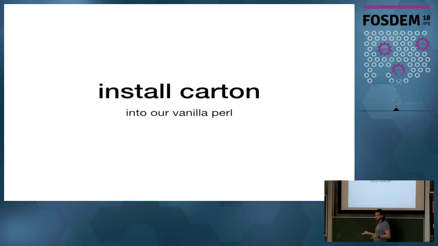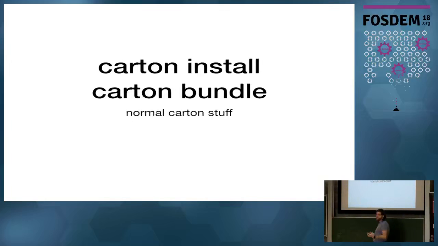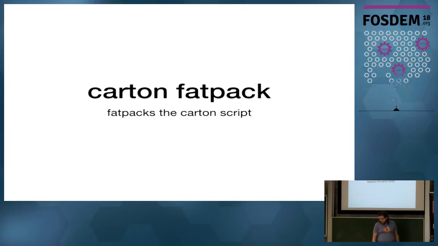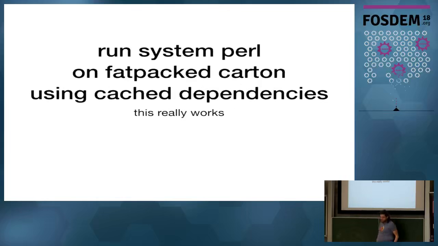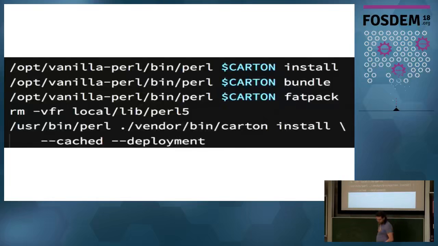So then you have your own Perl. You install Carton into that Perl, and then you have Carton install all of its dependencies, and you have Carton Fatpack itself. That means that the Carton executable gets put into a directory inside the local directory that it manages, and then you just get rid of all of that. We throw away all of our hopes and dreams, and we start using the system Perl again. So we use the system Perl to reinstall Carton.